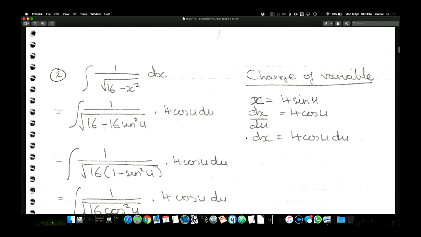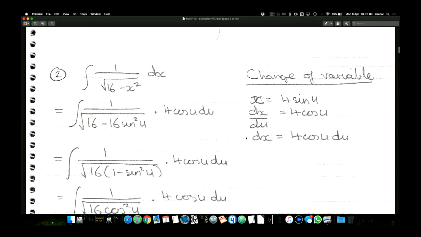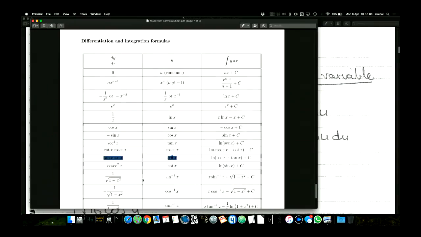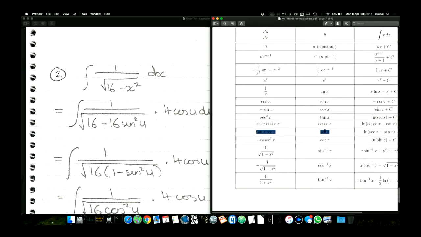Got a couple more there. 1 over the square root of 16 minus x squared. Now, this one, if you look at the formula sheet, is dangerously close to looking like that one, isn't it? Only a couple of constants in there. We don't worry about it. Constants come along for the ride. So I suspect that this one will involve inverse sine of something. There'd be some constants in there, but it's almost there. Not quite though.